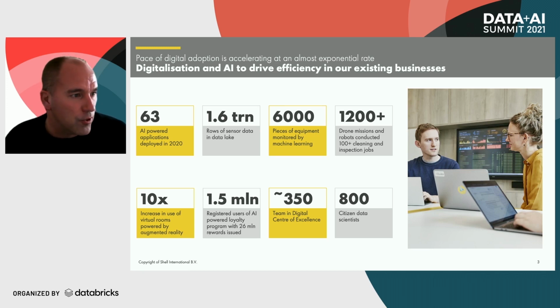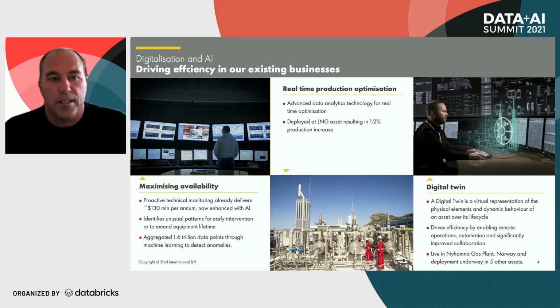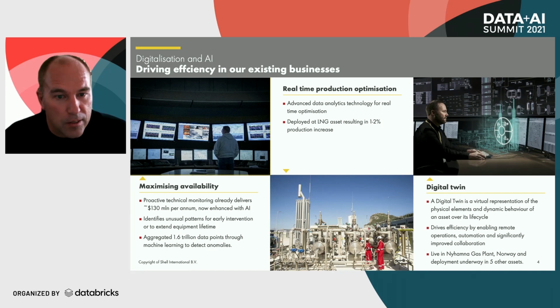So let's talk about a few of them. Digitalization and AI is driving efficiency across a number of our businesses. We use proactive technical monitoring to deliver around $130 million of value to the business through finding small and fixing small. We are now supplementing this with AI, and we have a predictive maintenance program that is using those large amounts of event data that I mentioned earlier, about 1.6 trillion data points, to be used in machine learning models to detect anomalies in our data.